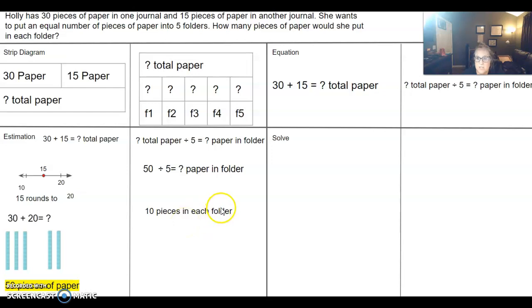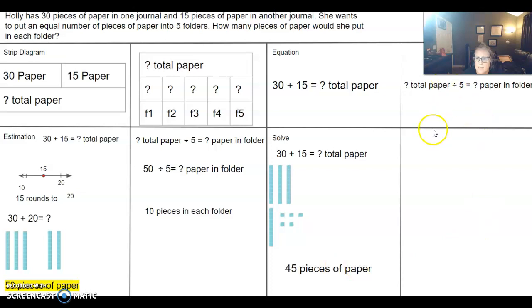So let's actually solve it. So I'm going to bring down my equation. 30 plus 15 equals our total pieces of paper. So again, I'm going to use my base 10 blocks because I love them. So I have my 30, and now I have my 15, and if I count them, 10, 20, 30, 40, 41, 42, 43, 44, 45. I know I have 45 pieces of paper.